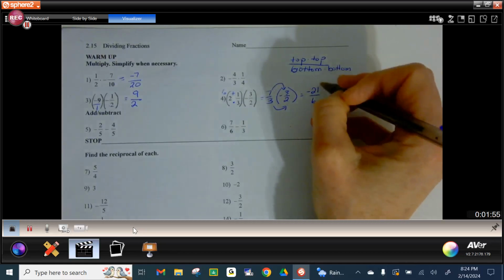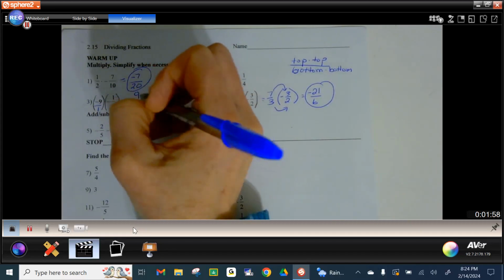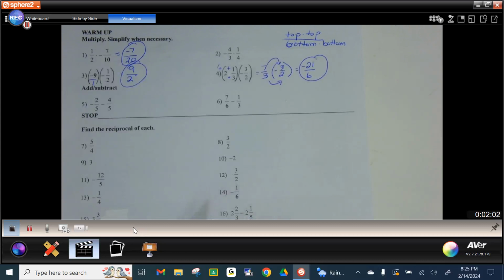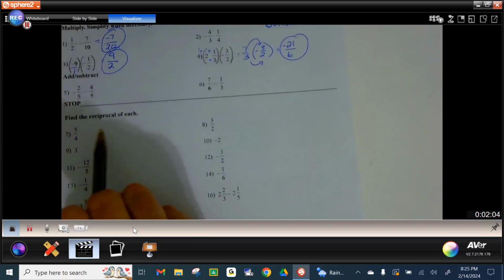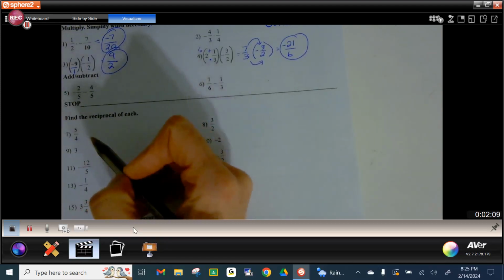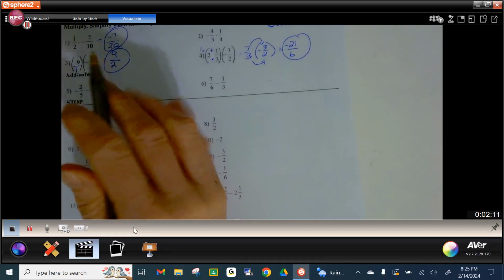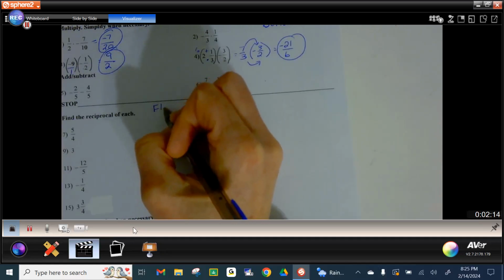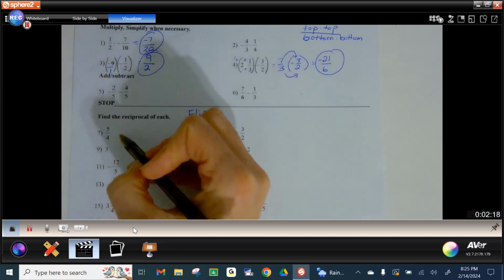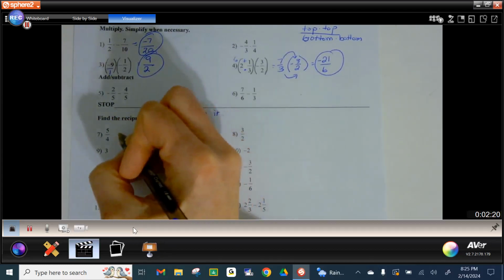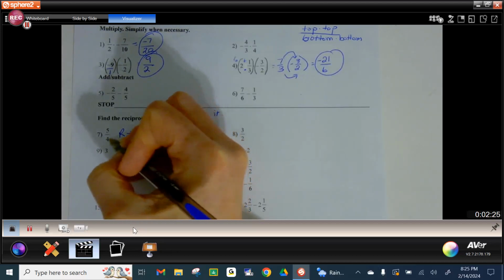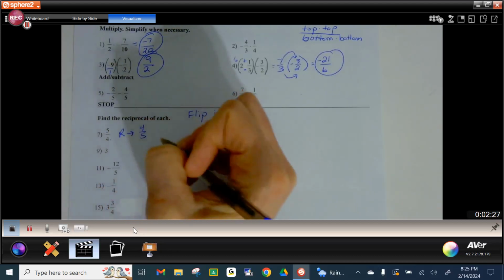So we're going to use these ideas when we go into dividing. Okay. But before we can divide, we need to know how to find the reciprocal. And the reciprocal is going to be taking a fraction and flipping it. So we flip the fraction. Flip it. So in other words, if we have 5 over 4, our reciprocal is going to be 4 over 5. We flip it. We put the top on the bottom and the bottom on the top.